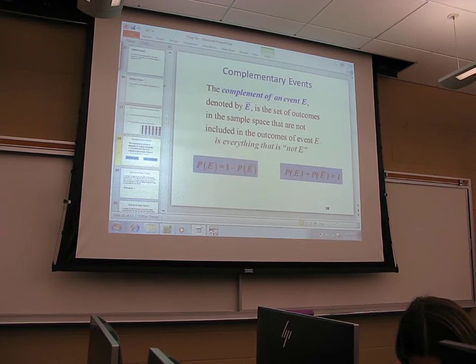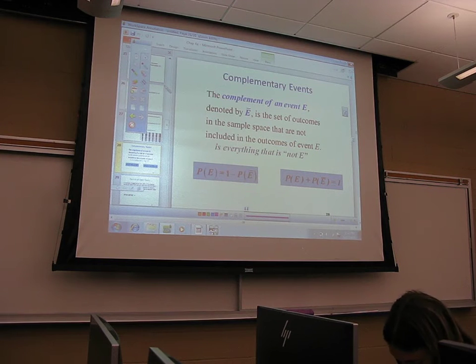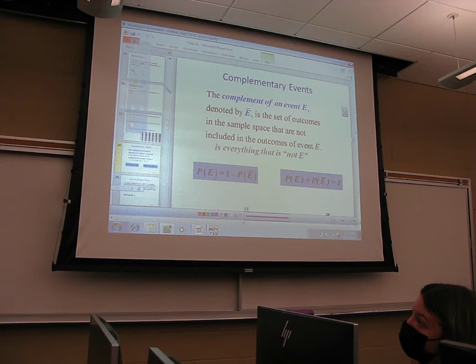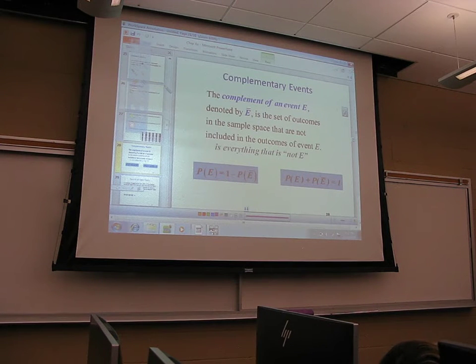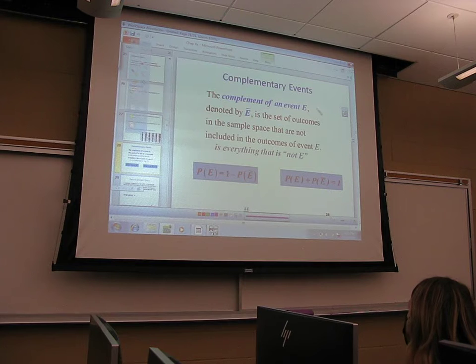All right. Now, complementary events. Make sure you're filling in your notes. How about Tyler? Go ahead and read for me. The complementary events. The complement of an event E, denoted by E bar, it has an E and a bar over it. E bar is the set of outcomes in the sample space that are not included in the outcomes of event E. It is everything that is not E. It's also sometimes written as E with a little C in the upper corner, E complement.